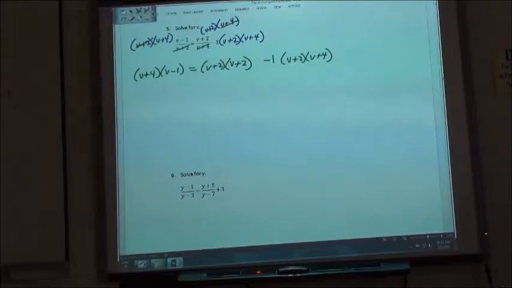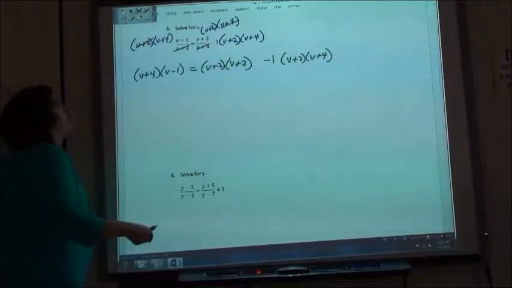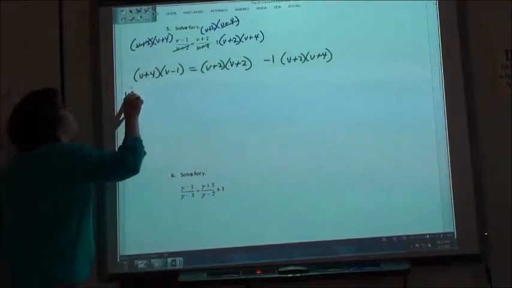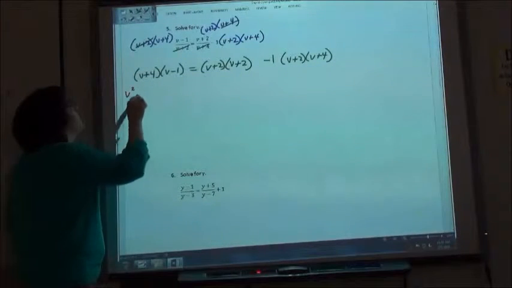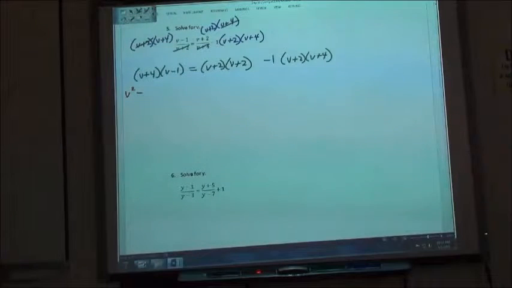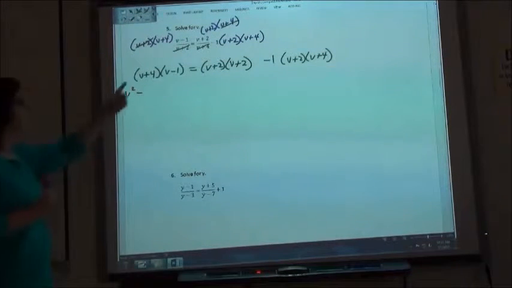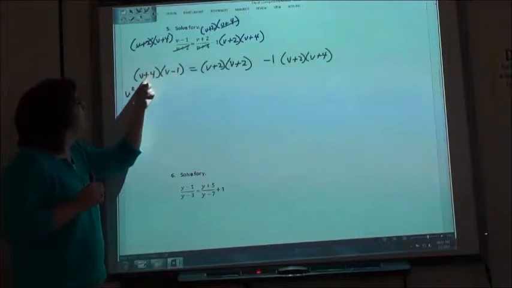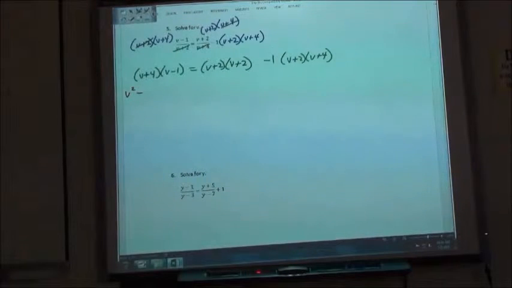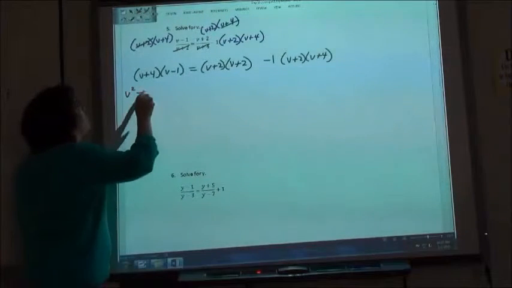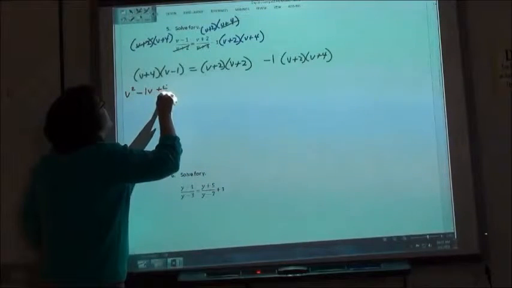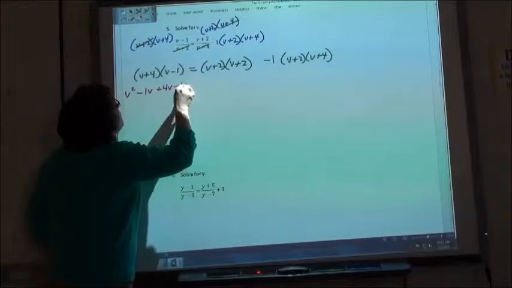So foiling on that first part, what are we going to get? Remember, you've got to FOIL, so I'm taking this times this, this times this, this times this, this times this. I should have 4 things when I'm done. So v squared and minus 1v plus 4v minus 4.